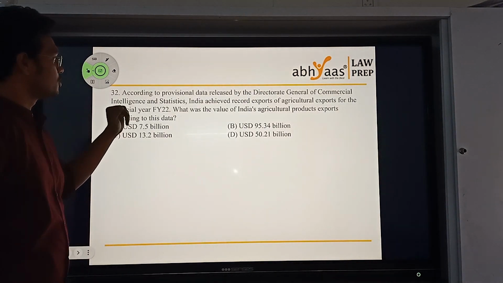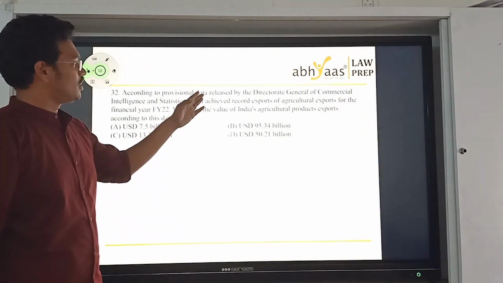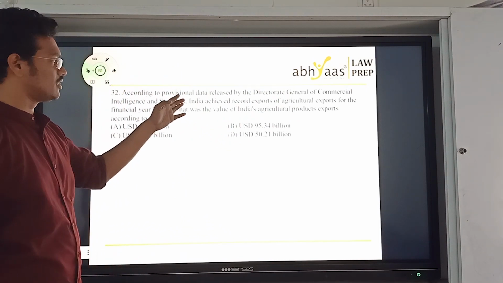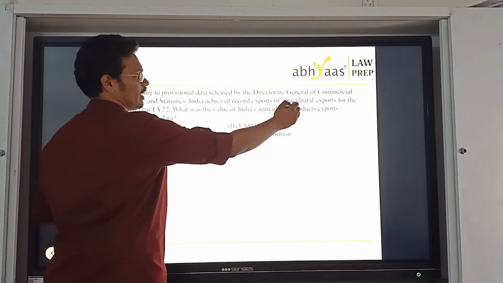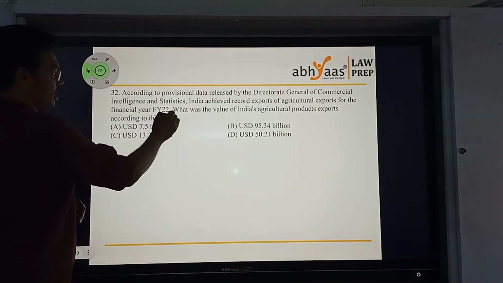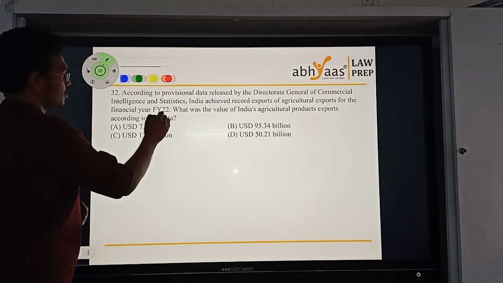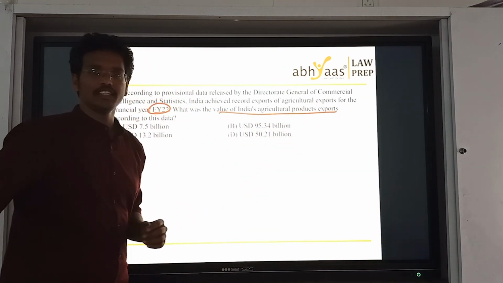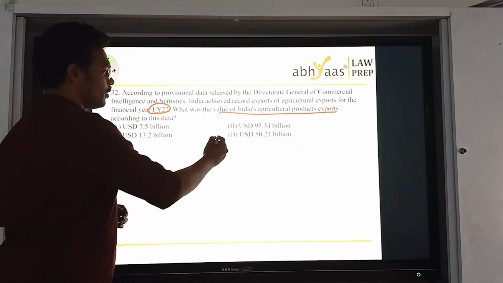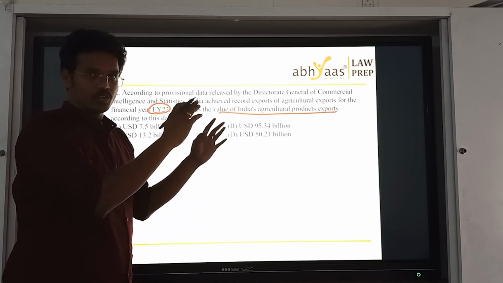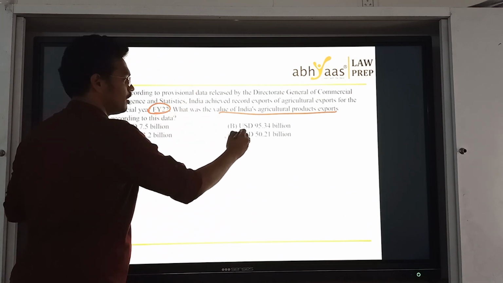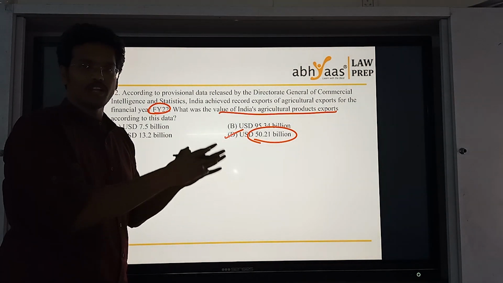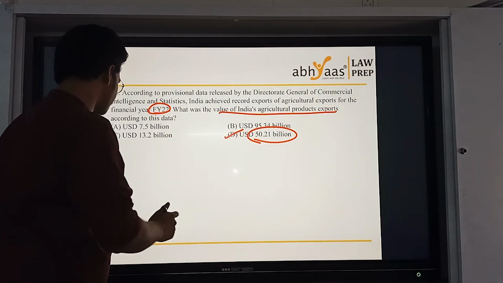Next, second question. According to the provisional data released by the Directorate General of Commercial Intelligence and Statistics, India records export of agriculture products for financial year FY 2022. What was the value of India's agriculture products exported? It is a direct question. There is no reasoning for this. The answer is $50.21 billion.